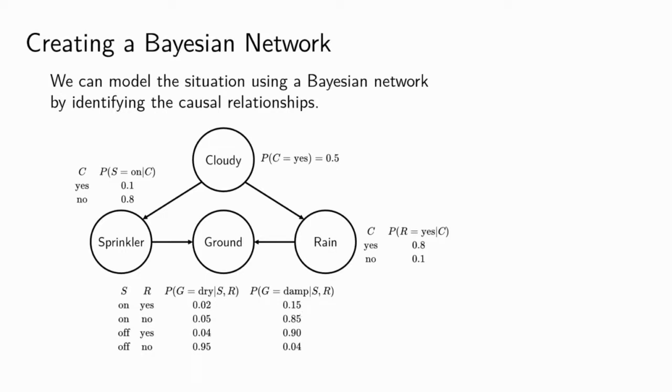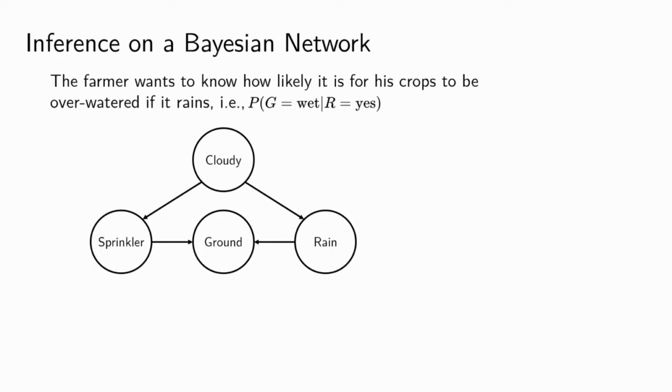Any questions at this point? Okay, so that's basically, we've set it up. And at this point, the farmer wants to know how likely it is for his crops to be overwatered if it rains, right? Given that it's raining, how likely is it that his crops are overwatered? And by overwatered here, we mean the probability that the ground is wet, right? So we want to know the probability that the ground is wet given that it rained.